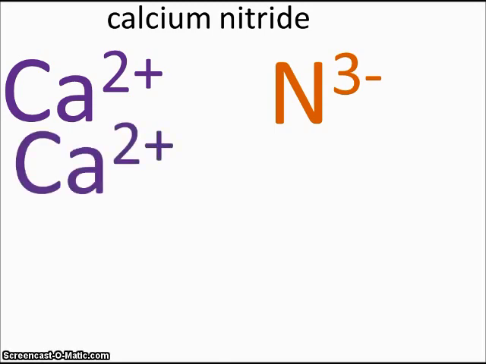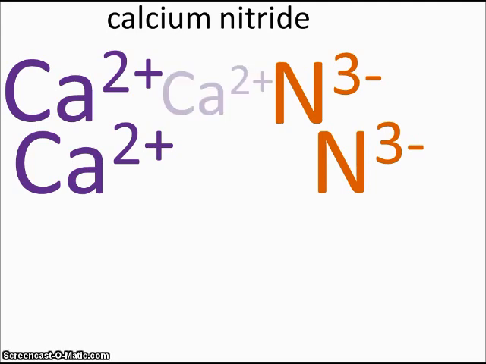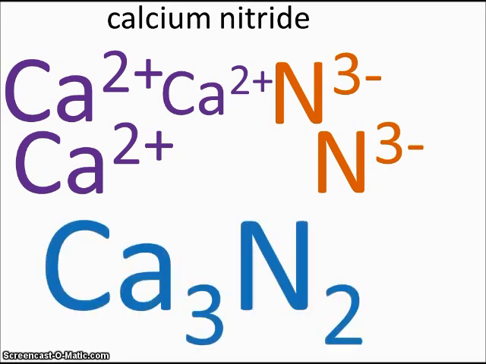They still don't balance, so we need more negatives. Here's another nitrogen. Nitrogen 3 negative gives us 6 negatives and only 4 positives. Well, how about another calcium? That gives us 6 positives and 6 negatives. Charges balance, so calcium nitride's formula is Ca3N2.